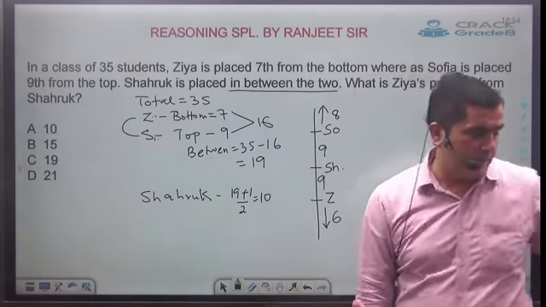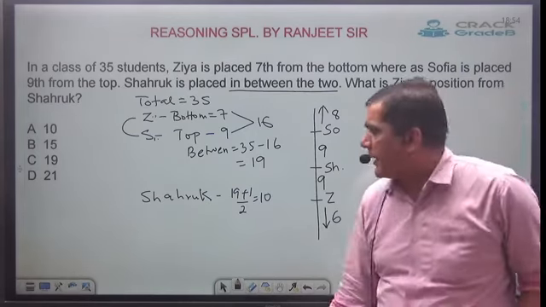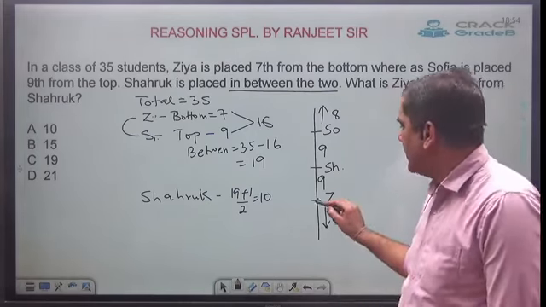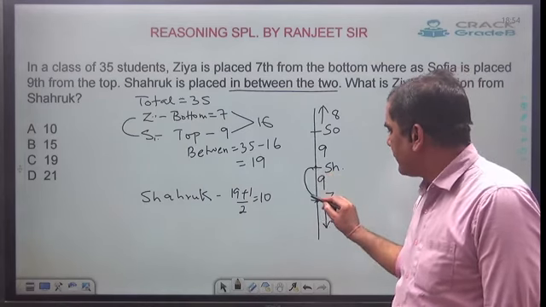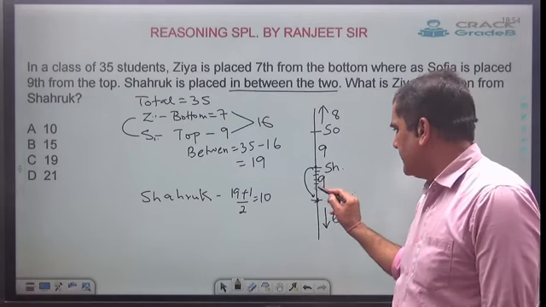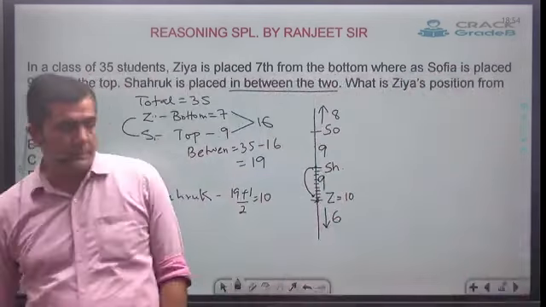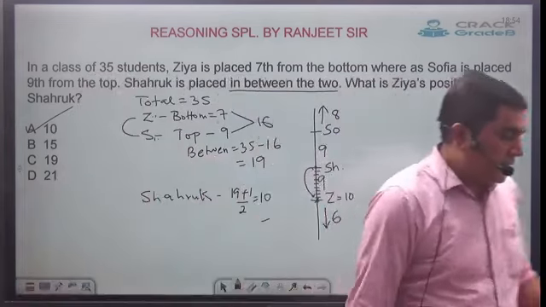Now they are asking, what is Zia's position from Saruk? In between Saruk and Zia we have 9, so Zia must be 10. So the answer is 10, option A. Clear?